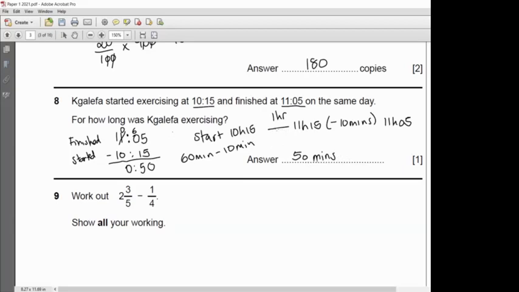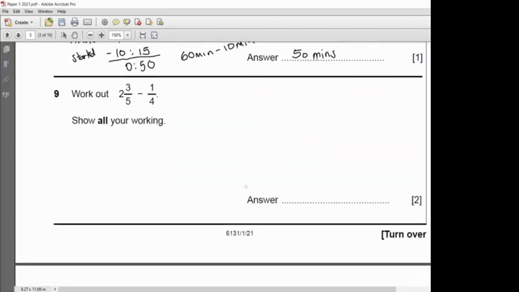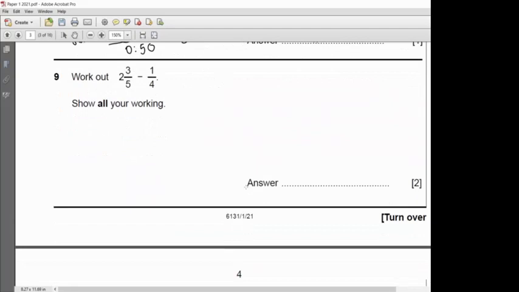So this is just an alternative way of working it out, and you can see that in either case you get the same answer. All right, number 9, work out 2 3/5 minus a quarter. Here, when it says show all your workings, usually you don't use a calculator. You should do it without a calculator. So 2 3/5 minus a quarter. First thing, with this mixed fraction, rewrite it as an improper fraction. The way to do it is you say 2 times 5 is 10, and then you add the number in the numerator. So 2 times 5 is 10, 10 plus 3 is 13, and this is over the denominator here.